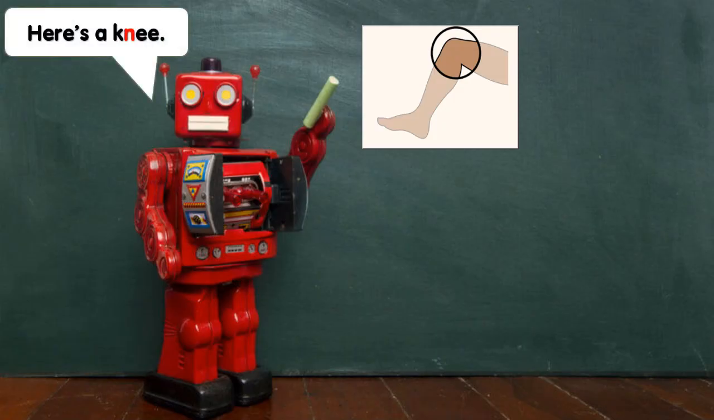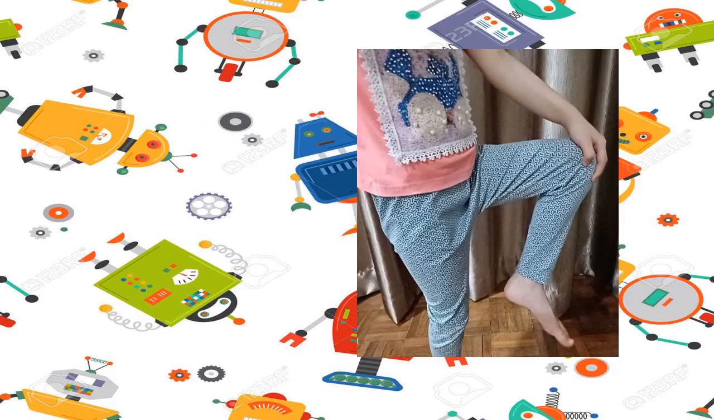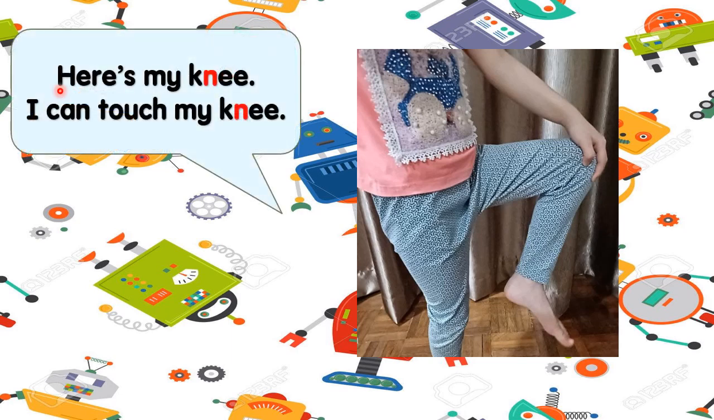Here's a knee. Where's your knee? Touch your knee and say after me. Here's my knee. I can touch my knee.